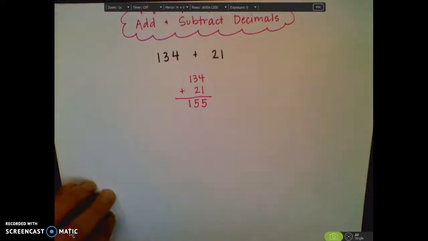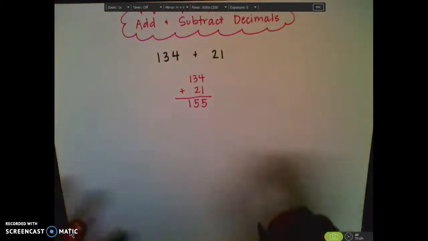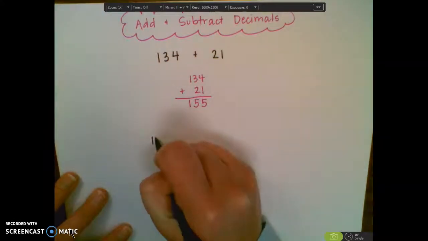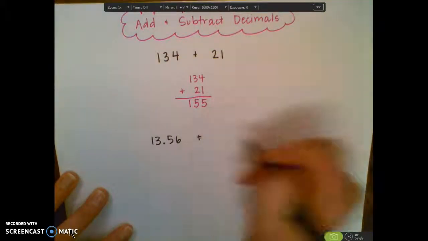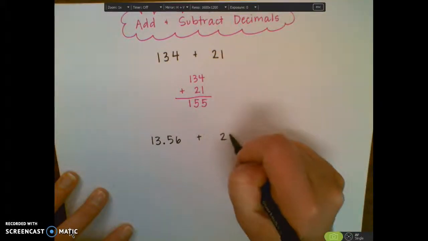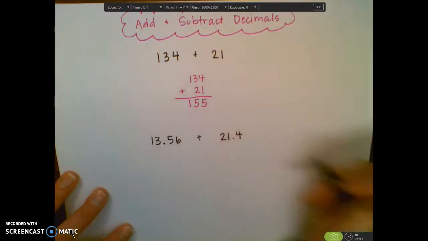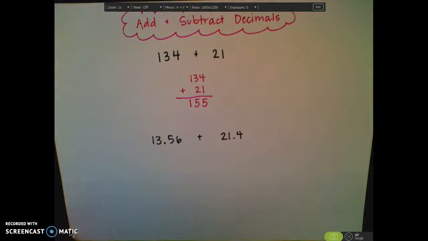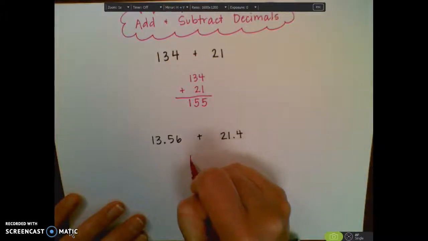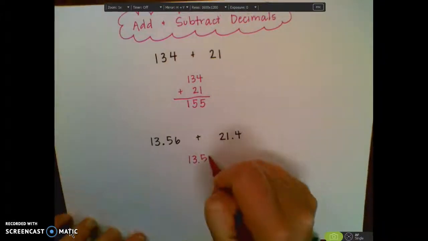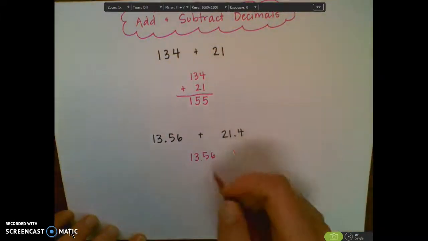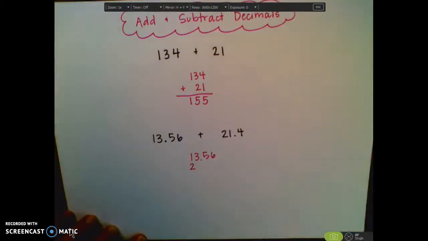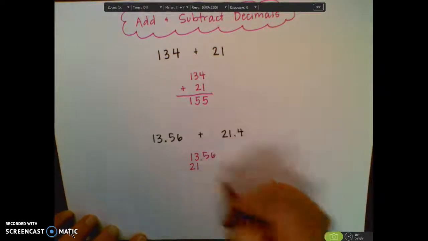Okay, whenever we add and subtract decimals, it's the same concept. So if I have a number like 13 and 56 hundredths, and I want to add that with 21 and 4 tenths, I have to do the same thing. I have to line up common values with common values. So again, I'm going to go ahead and write my first number, 13 and 56 hundredths. And then now I'm going to line them up. 21, here I've got my 10s with my 10s. 2 goes with the 1. My 1 goes with the 1s.